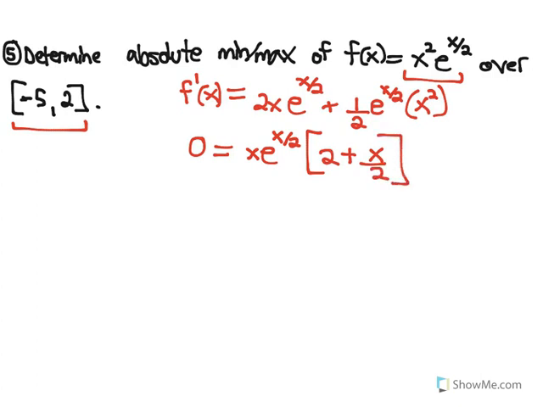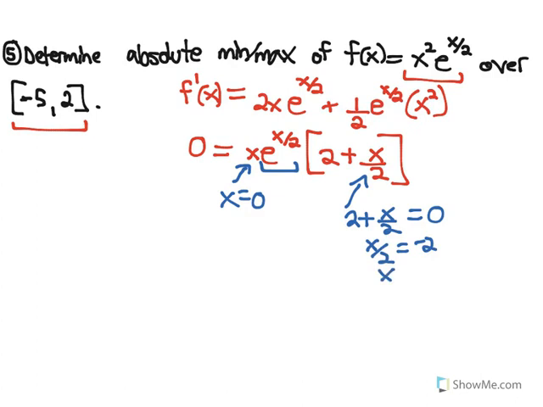Where can this be 0? Well, this guy can never be 0. It's an exponential function, but it's multiplied by x, so when x equals 0, that's certainly a critical point. And then what would make this bracket 0? Well, if you can't see it right away, just set the bracket to 0. And we get x over 2 equals -2, so x equals -4. These are my two critical numbers.